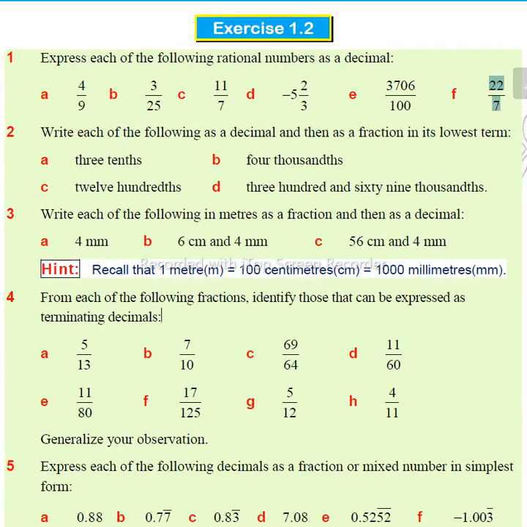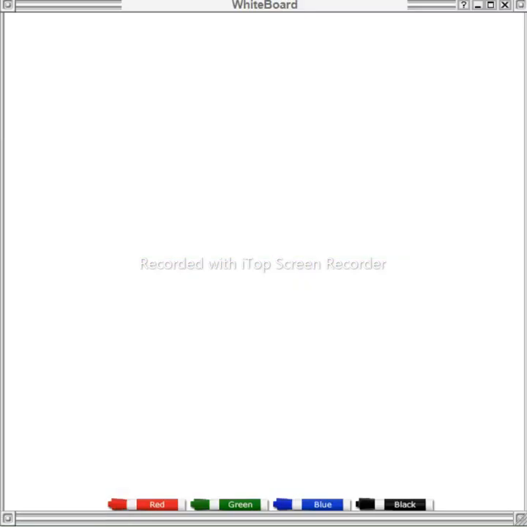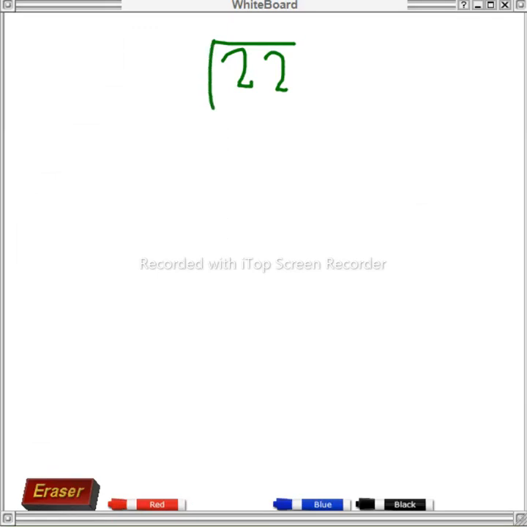If 22 over 7 is the pi number, let us do this one. The other is also very simple. This is the value of pi, so we divide 22 by 7. When we divide 22 by 7, it gives us 3. Sorry, there is some error here.